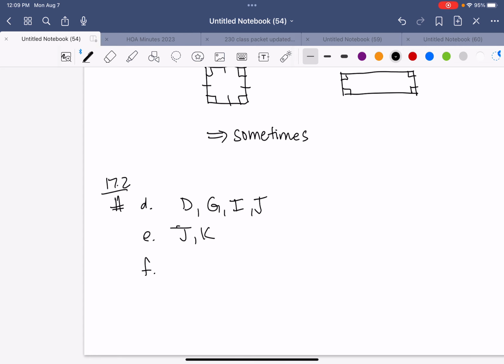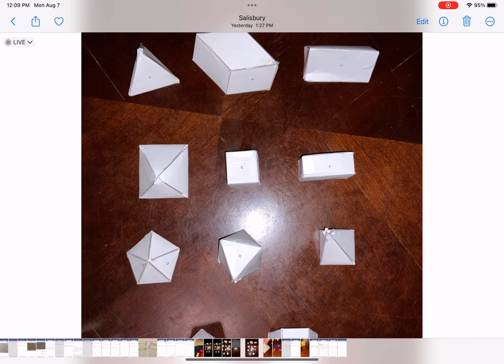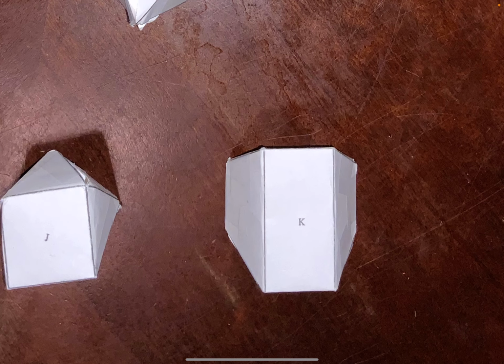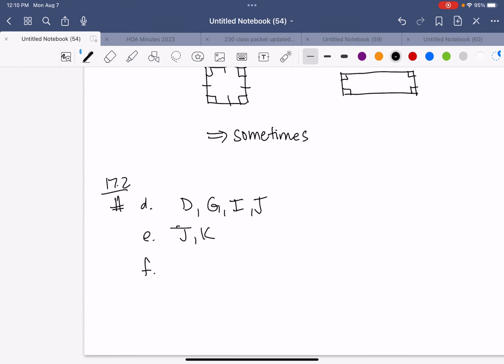And then F. More than one face is an isosceles trapezoid region. Okay, so the only one, if we look, that has trapezoids here. Now, we are not counting trapezoids that are also parallelograms. So this is something that's a trapezoid only and not a parallelogram. The only thing that has trapezoids is K. Okay, it has 4 of them, so it has more than one. And they do happen to be isosceles. So the only thing here would be K.